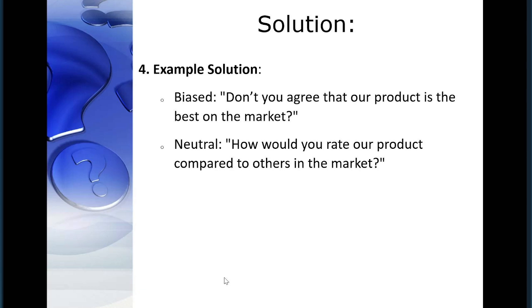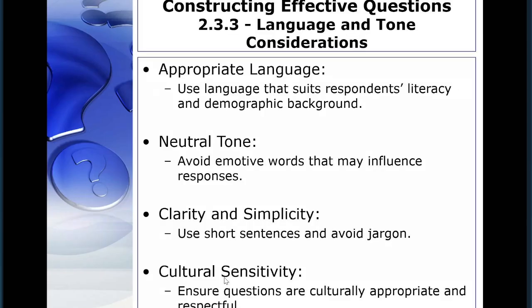Hope you are able to understand what we are discussing here. Constructing effective questions, language and tone considerations. Language and tone are crucial in questionnaire design to ensure clarity and inclusivity. Questions must be crafted in language appropriate for the respondent's literacy and cultural context. For instance, in a consumer behavior survey targeting general consumers, avoid technical jargon and complex terminology.